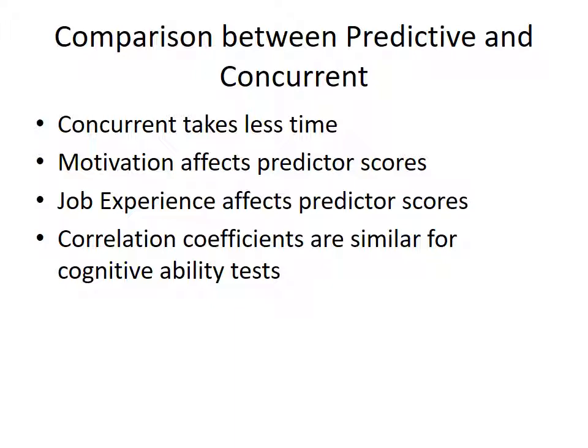The advantage here is it's cheap and it's easy. We're not having to risk making decisions before we know whether something works or not. We can validate with pre-existing people that are in the organization, and all we have to do is give them the new test we're trying to validate, because hopefully we already have their performance data.